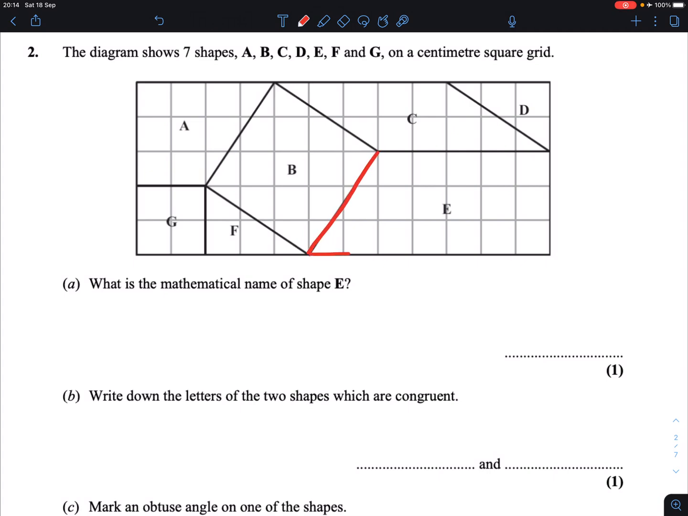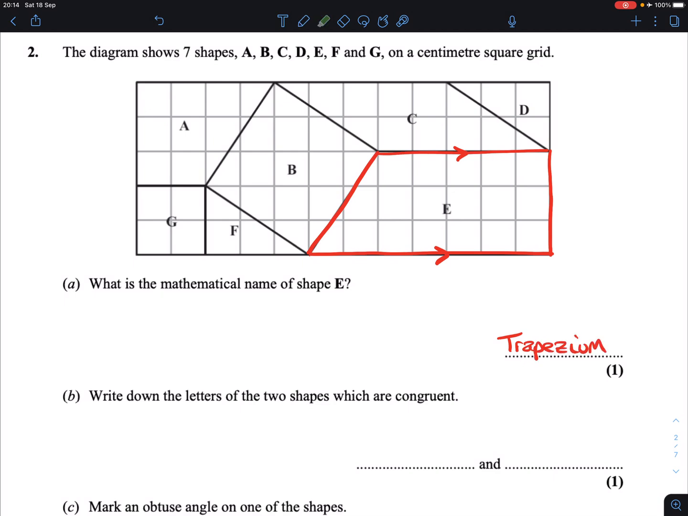That's this shape here. Well, it is a quadrilateral, but it is a special type of quadrilateral where we have a single pair of parallel lines and nothing else of significance, no lines of symmetry, no equal lengths or anything like that. So shape E is a trapezium.